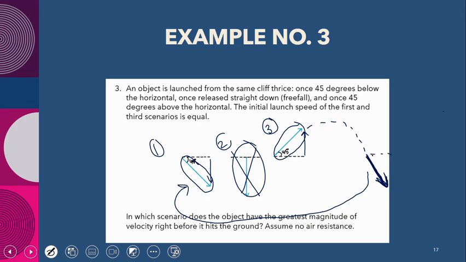Basically, this third trial is going to mirror the first one, just some time later, after it travels this whole path. Therefore, the object will hit the ground equally as fast in both the first and third scenarios. The only difference is that in the third scenario, the object takes more time to hit the ground because it's thrown up, it goes through this whole path, and then it comes to this point in time that's equal to this point in time over here.